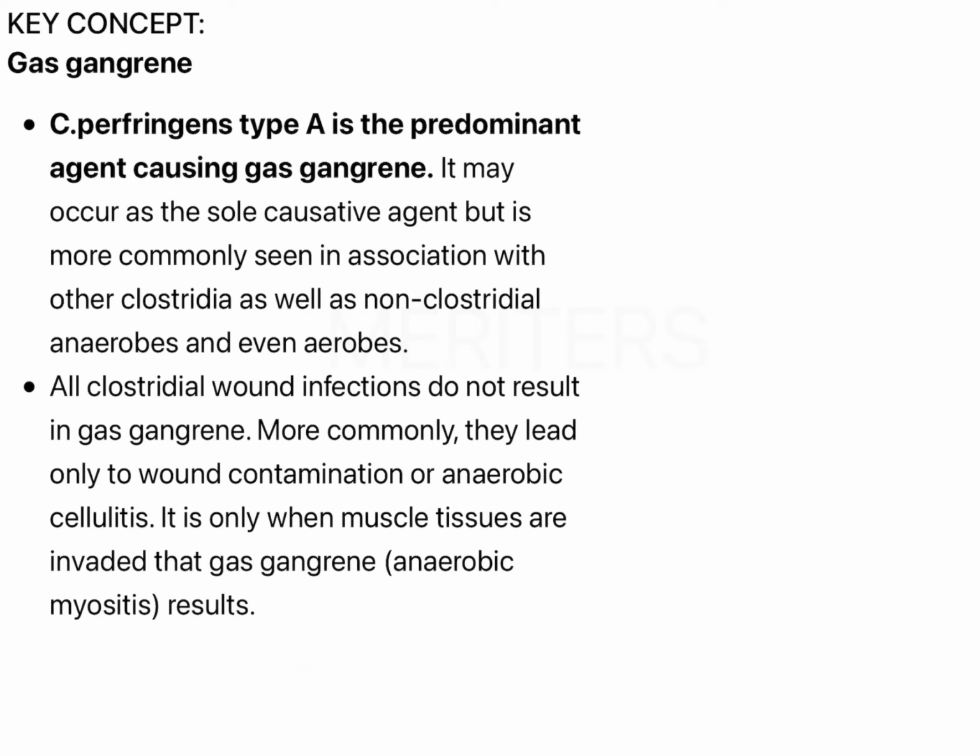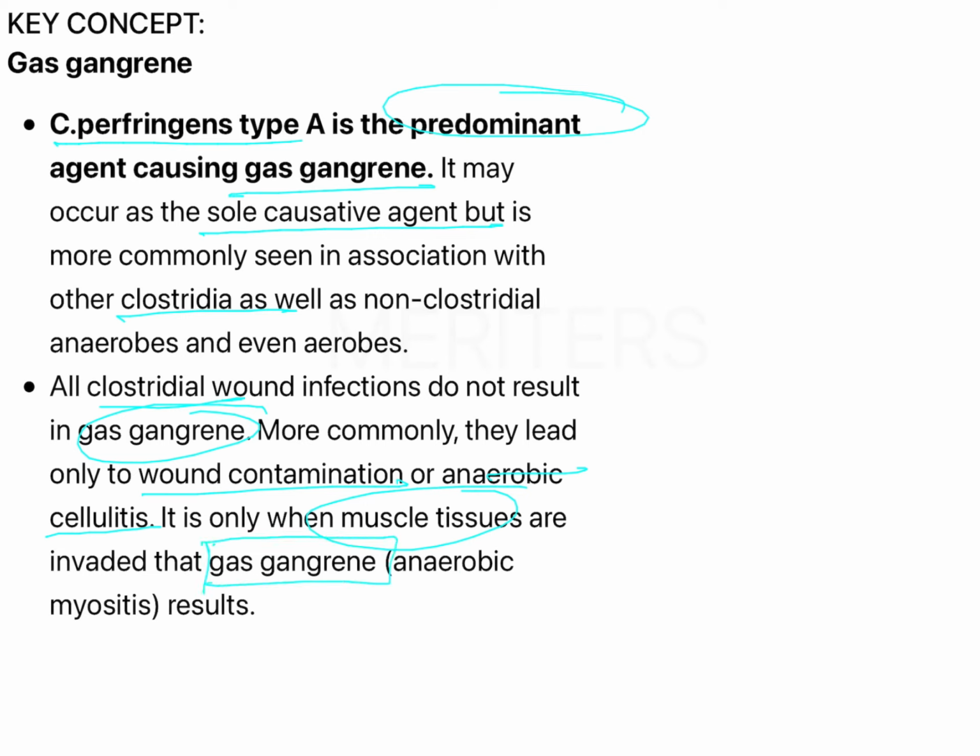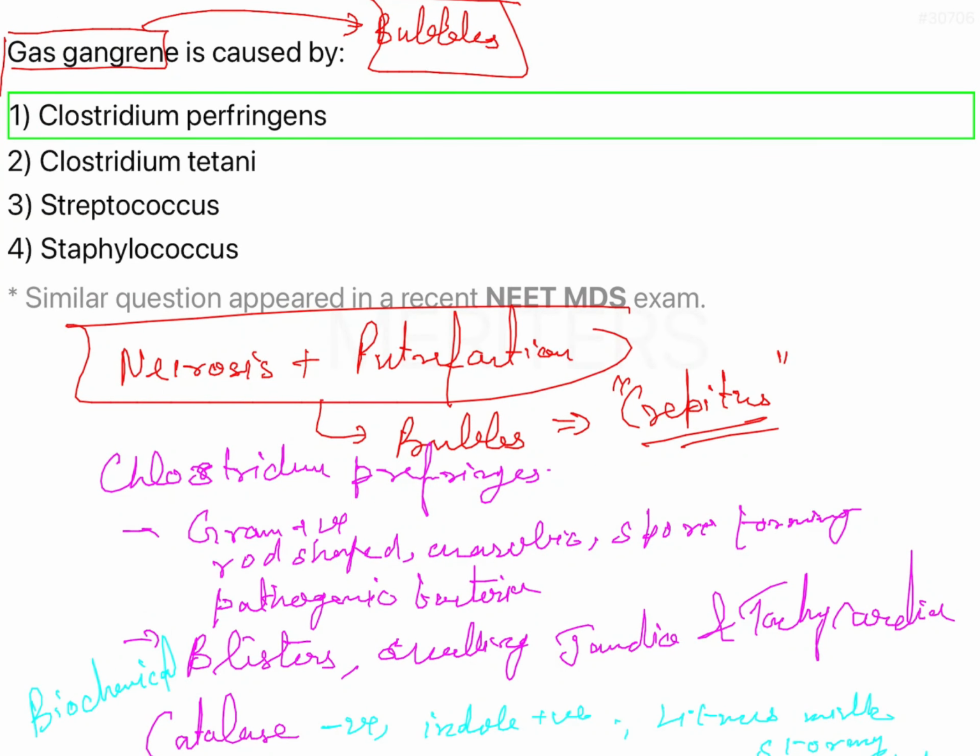If we quickly go through the key concept, C. perfringens type A is the predominant agent causing gas gangrene, right? It may be the sole causative agent, but mostly it is associated with other Clostridia as well. All Clostridial wound infections do not result in gas gangrene. More commonly, they lead only to wound contamination or anaerobic cellulitis. When muscle tissues are invaded, then gas gangrene results, also known as anaerobic myositis, and Clostridium perfringens is the most common pathogen for gas gangrene as well. So, the answer is of course option 1, Clostridium perfringens.